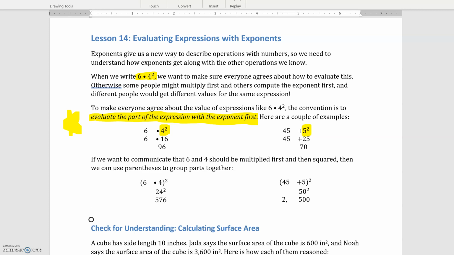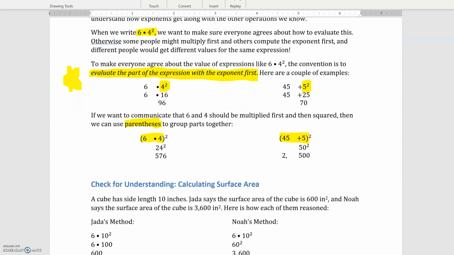Now, you could, if you wanted to, multiply or add first in both of those expressions, but here's the key thing here. If we want to communicate that 6 plus 4 should be added first and then squared, then we can use parentheses to group parts together. So if you want to do this part first, you would need to put parentheses, and same thing here. So make sure you're aware of what to do first based on what operation symbol you see. So let's think about that in this first example.